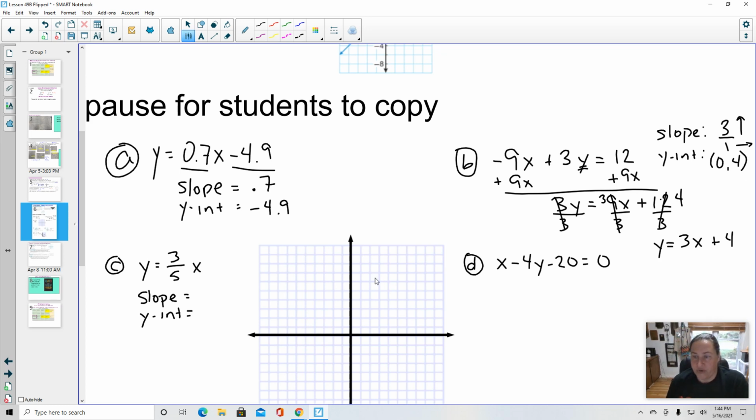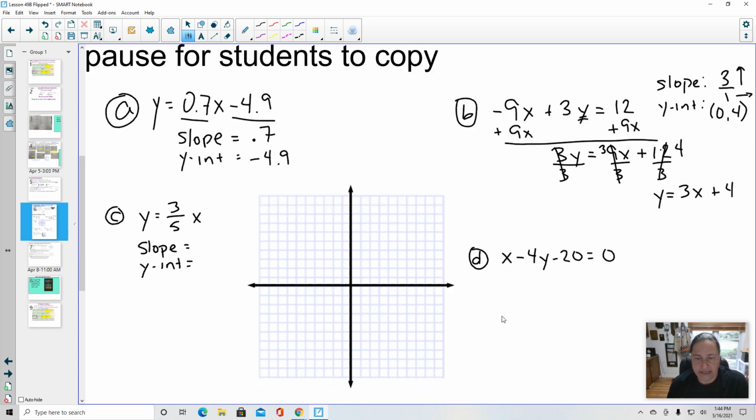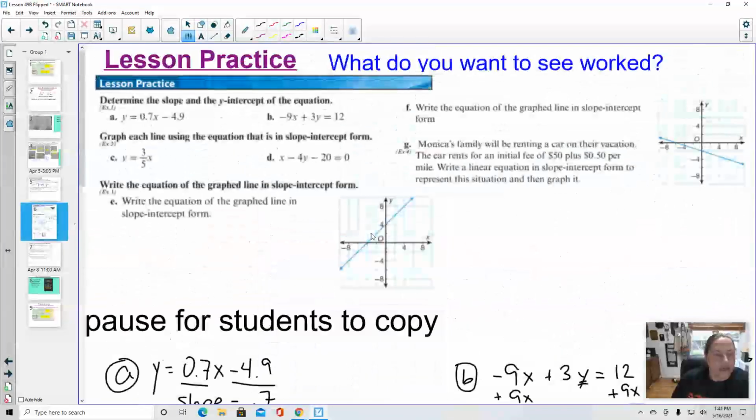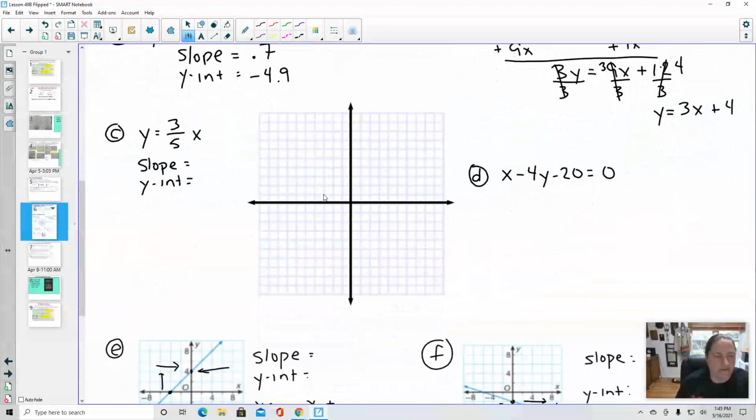Okay, so again, hit pause if you need to copy the rest of that down. All right, C. So C says graph each line using the equation in slope-intercept form. So the first one, we have 3/5 x, and anytime you do not have a constant, it is 0. So my slope is 3 over 5.